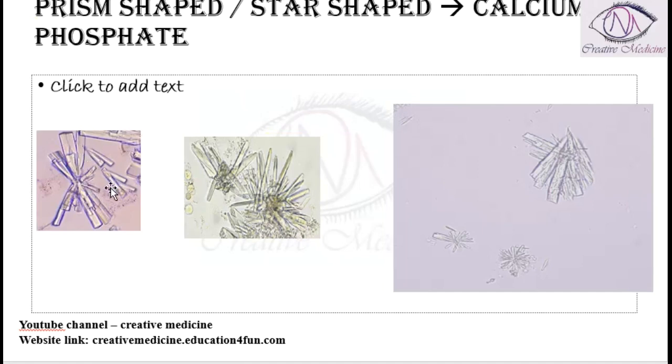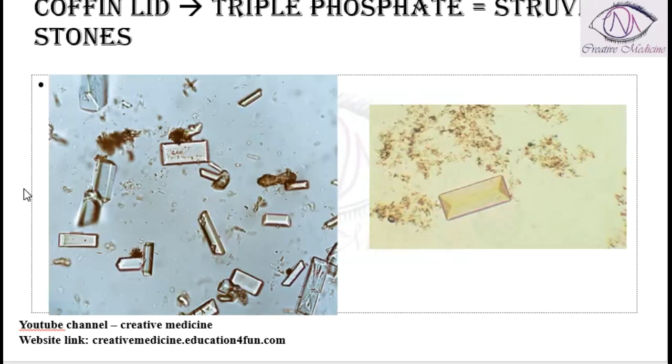Calcium phosphate. In calcium phosphate, we see the prism shaped or star shaped crystals. Coffin lid crystals are seen. These coffin lid crystals are triple phosphate crystals and they are seen in struvite stones. In struvite stones, we see the coffin lid crystals.